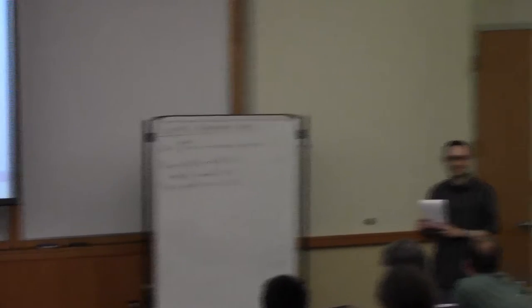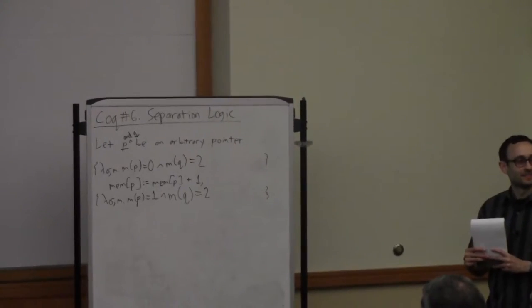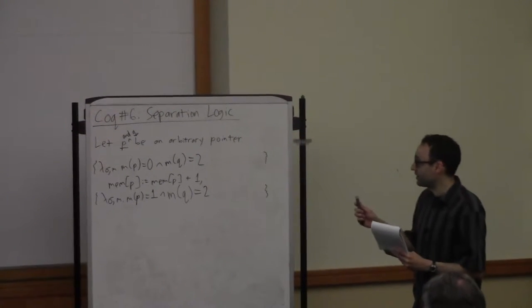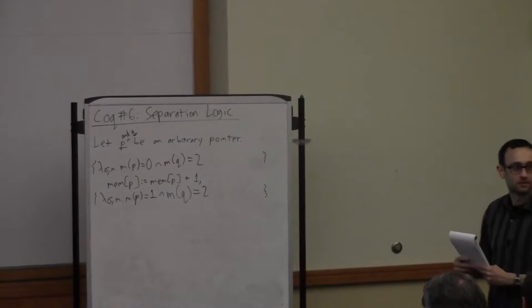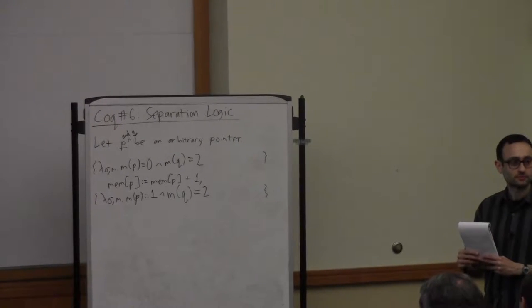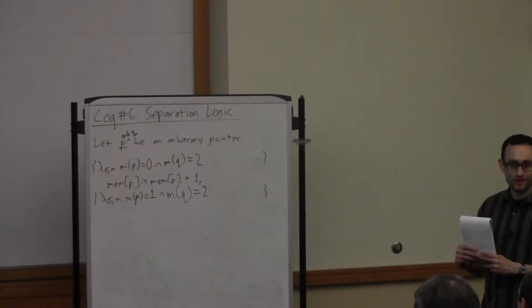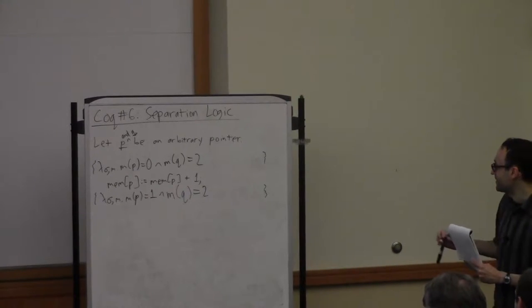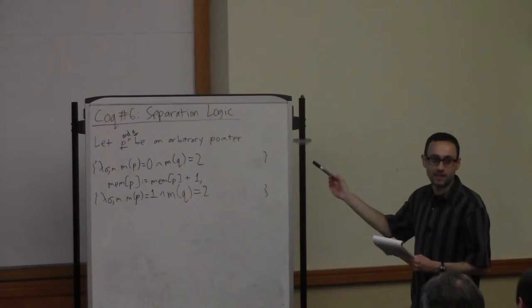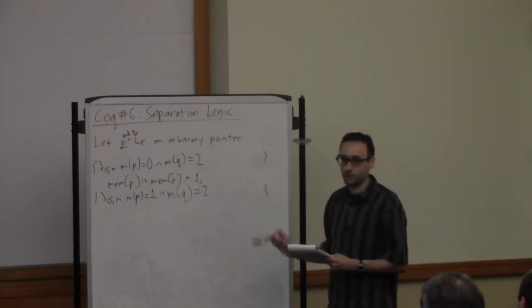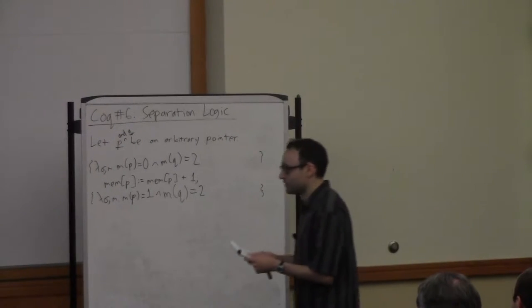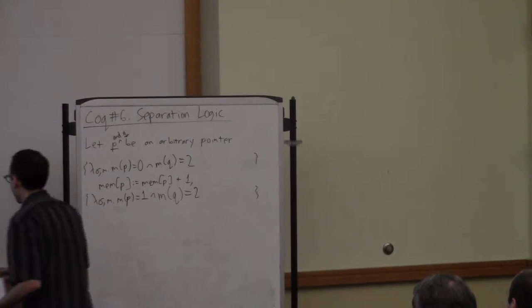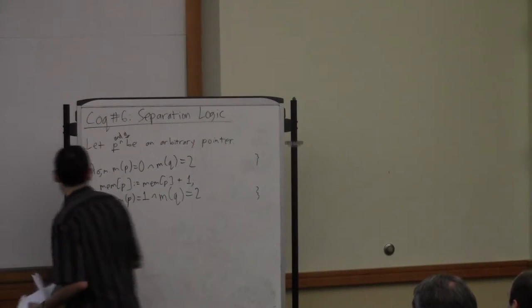I hear some no's and yeses. If P equals Q. Right, so this is a trick question, because the precondition is contradictory in that case. We have that the same memory address stores both 0 and 2, and that is problematic. So let me change this a little bit to get away from that pathological behavior here.